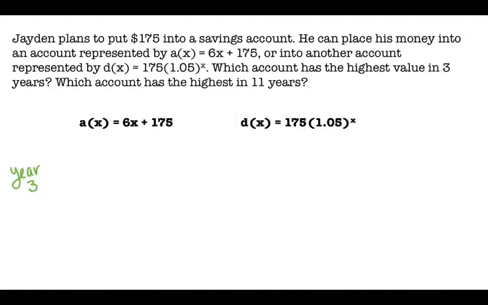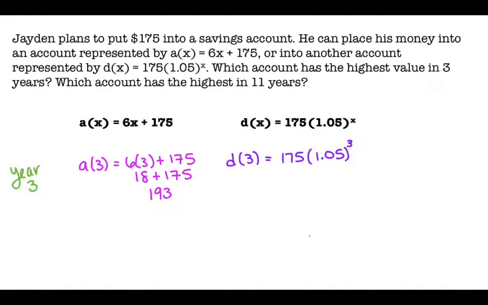So looking at the linear function side, the a of x, we plug 3 in, and we get 6 times 3 is 18. 18 plus 175 is 193. Then we're going to do year 3 for d of x, which is the exponential function. Do the exponent first, 1.05 to the third power, times it by 175, and you get 202.58. So far, this side is the winner, right?